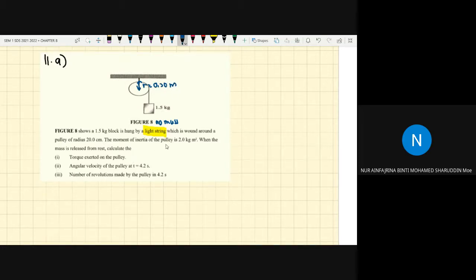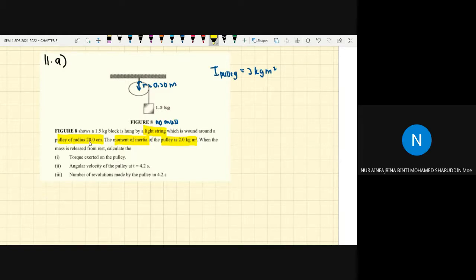The moment of inertia of the pulley, okay, dia dah bagi tahu dah. Moment of inertia untuk pulley itu adalah 2 kg meter squared. Okay, radius pulley, and then pulley 2 kg meter squared, moment of inertia. When the mass is released, maksudnya mass 1.5 kg ni is released, maksudnya dia tengah bergerak. Calculate the torque exerted on the pulley.